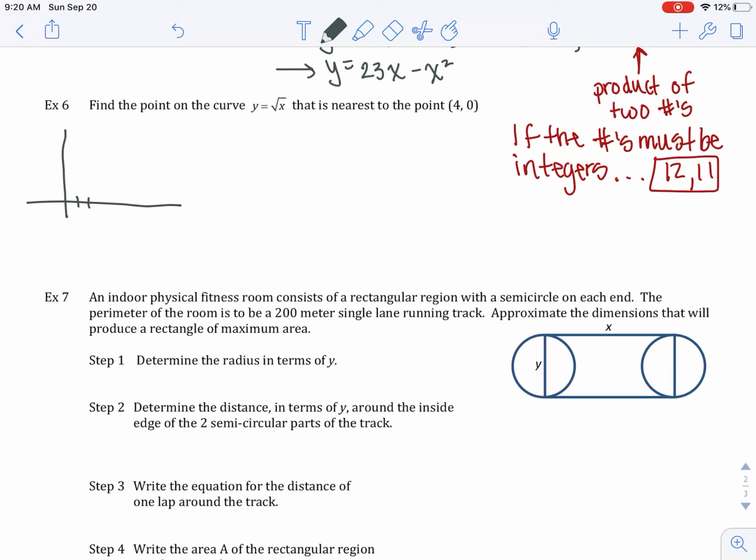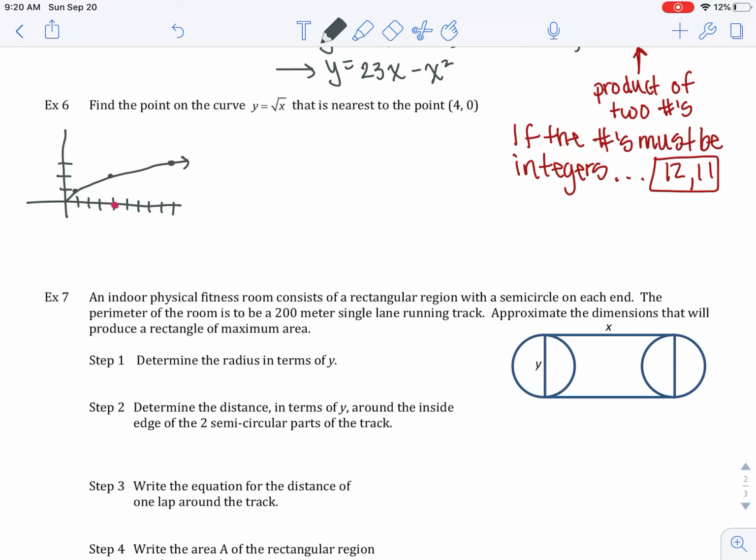And (4, 0), I'm just going to plot that guy first. And now let's just do a sketch of the actual curve. So if I plug in a 1 into the square root of 1, it's a height of 1. If I plug in perfect square of 4, it's a height of 2. If I plug in 9, so that's 4, 5, 6, 7, 8, 9, it's a height of 3. And let's just connect those with a nice smooth curve.